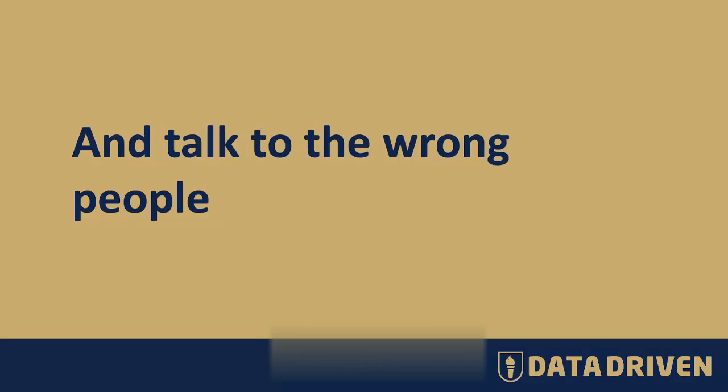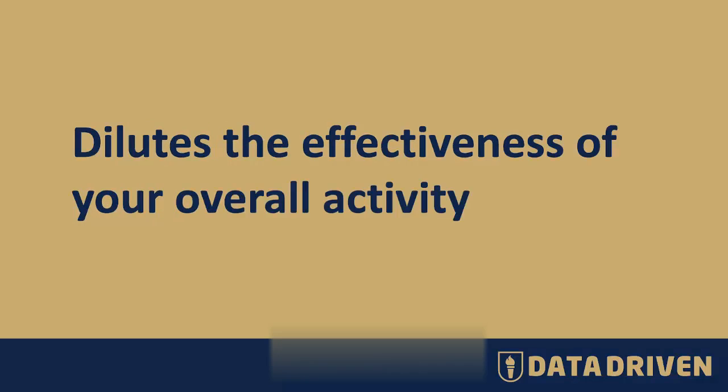And then if you don't get the right list, what ends up happening is maybe you do send the connection request and maybe you do have a conversation. And then you're talking to the wrong people because maybe you missed something. Not having the right list dilutes the effectiveness of your overall activity. It just kills your time efficiency. It is the hidden cost.